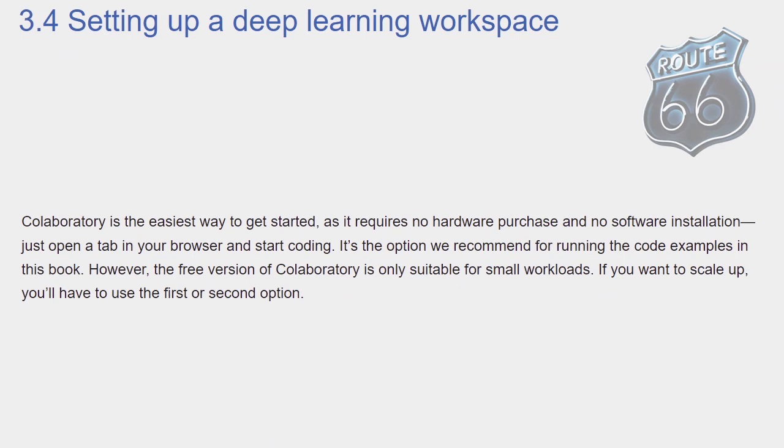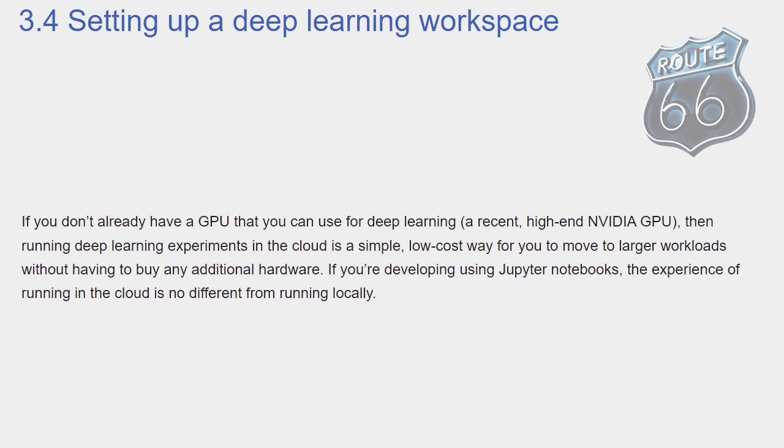Collaboratory is the easiest way to get started, as it requires no hardware purchase and no software installation. Just open a tab on your browser and start coding. It's the option we recommend for running the code examples in this book. However, the free version of Collaboratory is only suitable for small workloads. If you want to scale up, you'll have to use the first or second option.